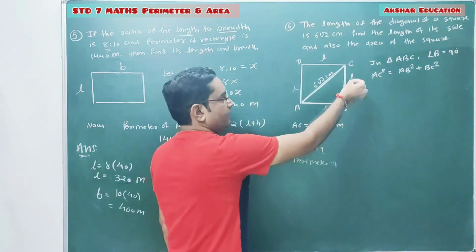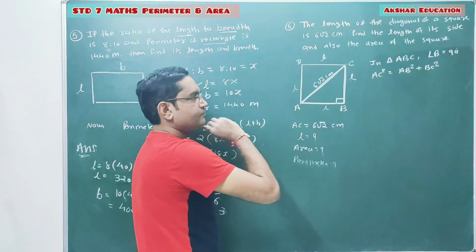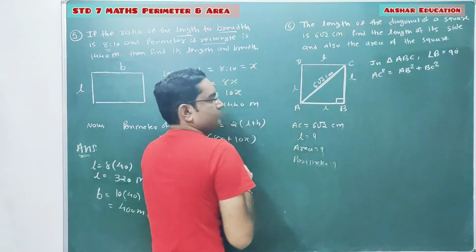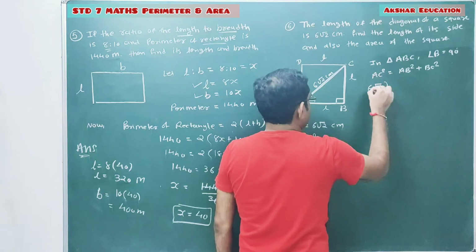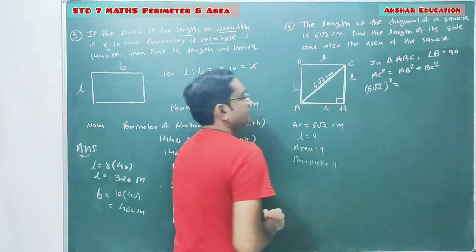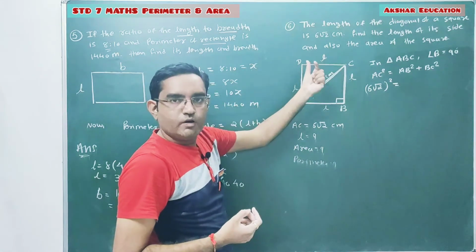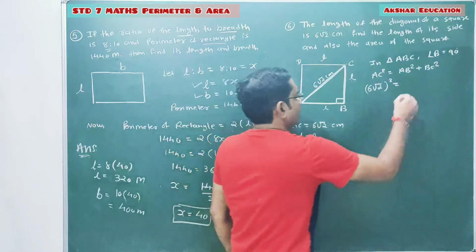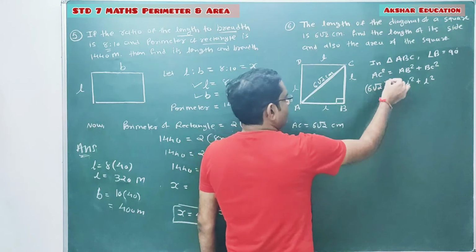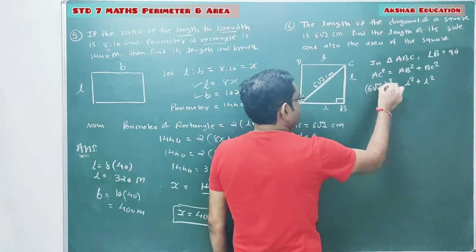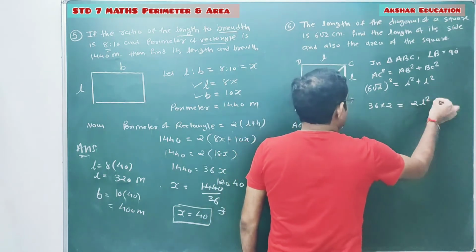So what is our AC square? AC is the hypotenuse, and that hypotenuse is nothing but the diagonal of the square, which is 6 root 2. So it's 6 root 2 whole square equal to AB square plus BC square. These are the two sides of the square, and sides of a square are equal, which we assume as L. So it's L square plus L square. So 6 root 2 whole square: 6 square is 36 and root 2 square is 2. So 36 into 2 equal to 2L square.